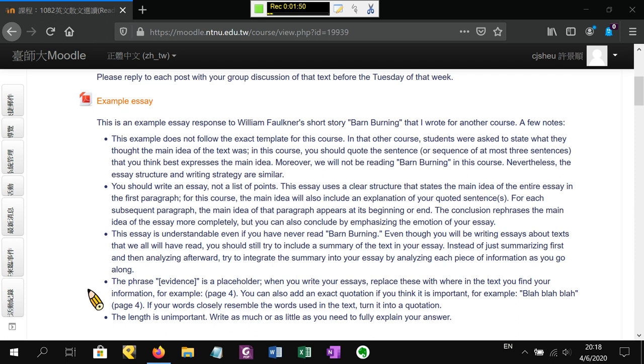Now, another point is in the first paragraph. Notice that I say that you have to quote the sentence or sequence of at most three sentences. Which means if you quote more than one sentence, they have to follow one another. They have to come one right after the other in a sequence. It can't just be any random three sentences or even three sentences from the same paragraph if they don't come one right after the other. Some of you did make that mistake.